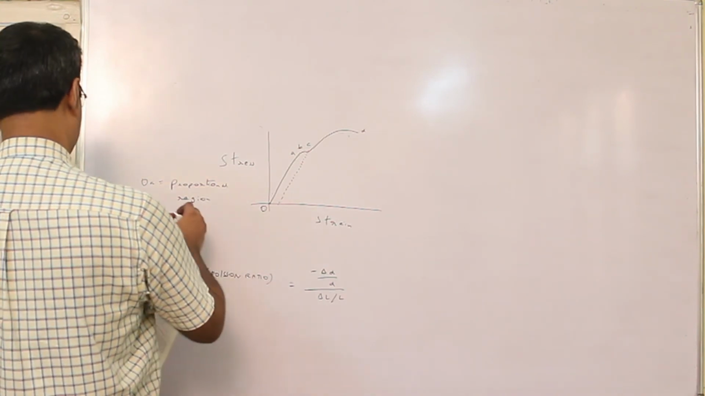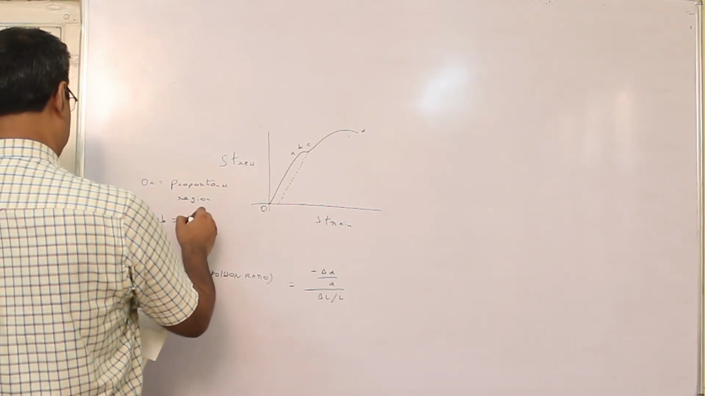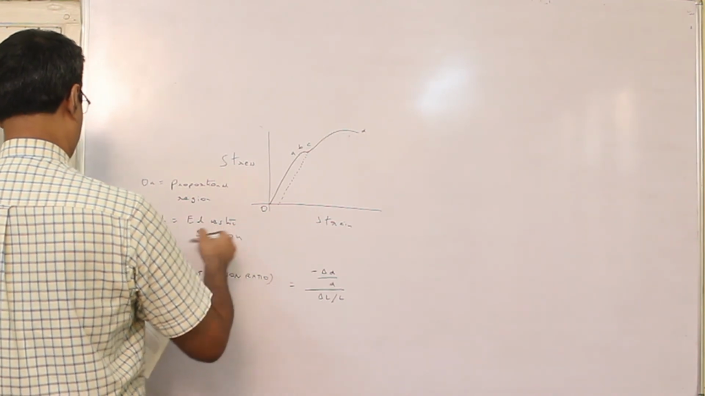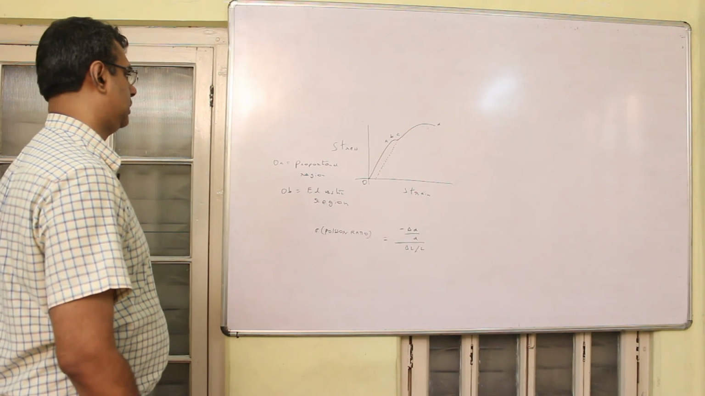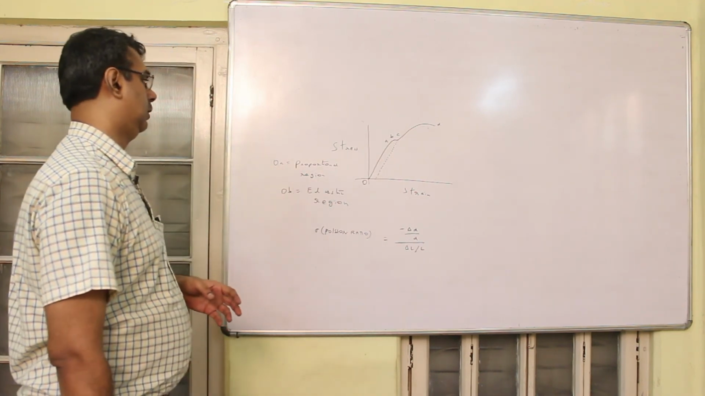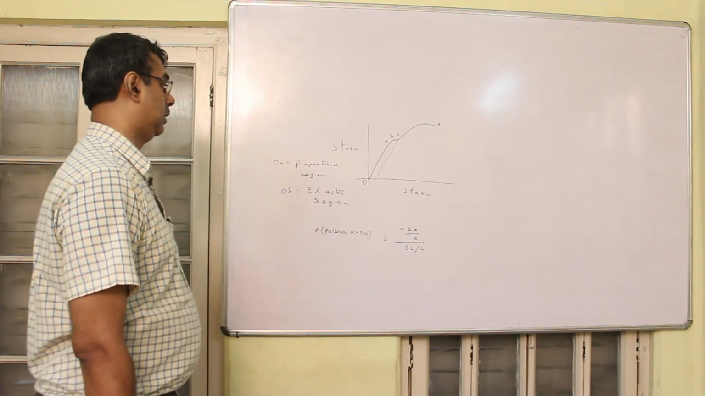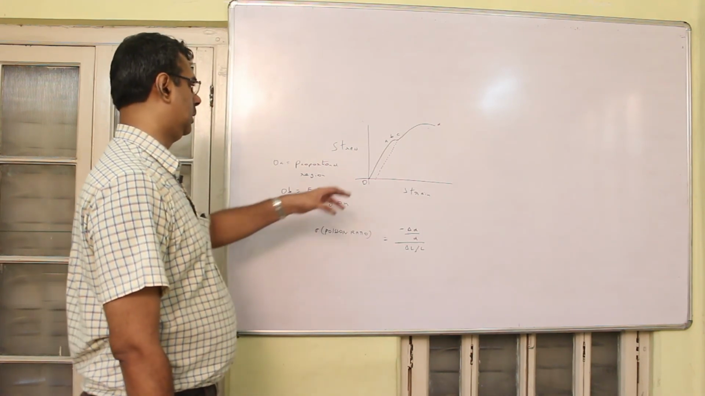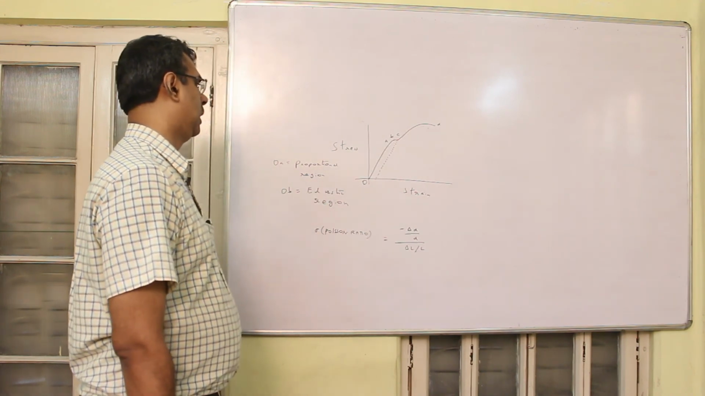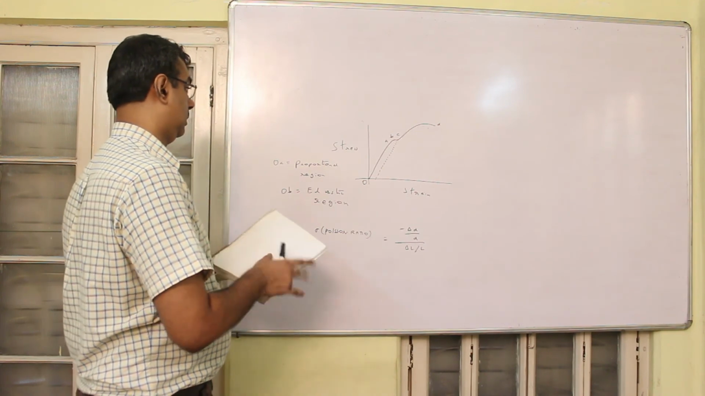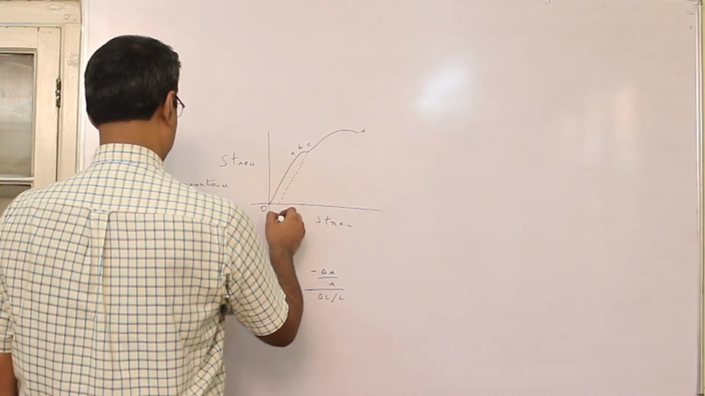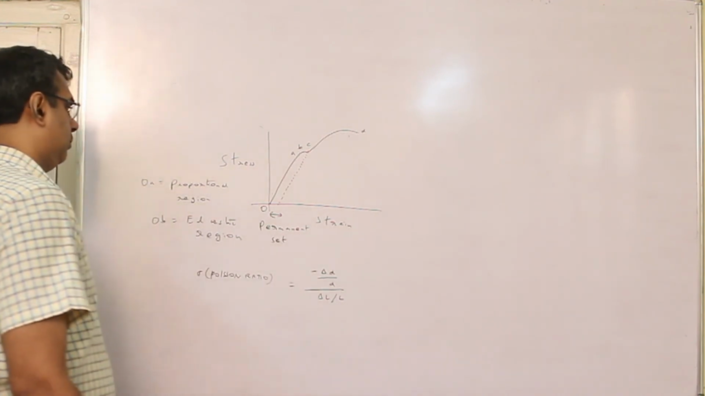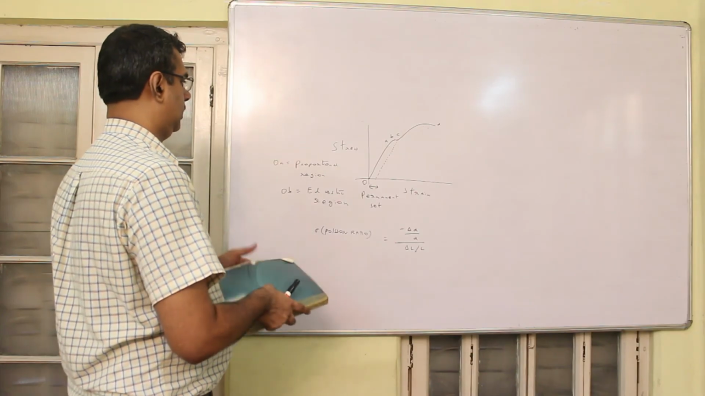Then the portion from O to B is called elastic region. So why is it called elastic region? Because up to the point B, if you remove the cause of the stress, the strain will also be completely reversed. Now, if you go beyond the point B, suppose to a point C, then if you completely remove the stress, the strain will not be completely removed. In fact, there will be a permanent set.